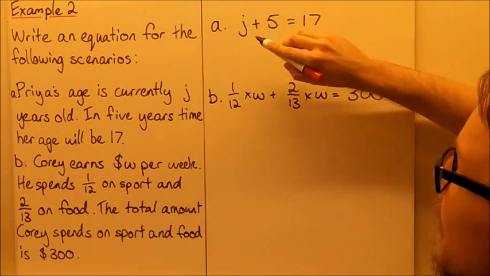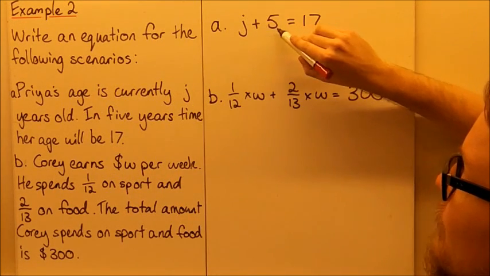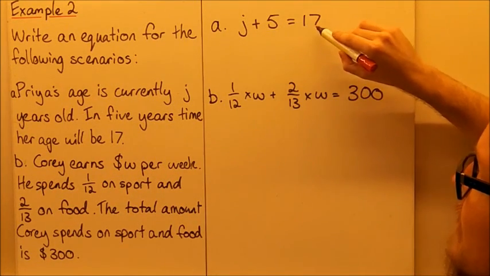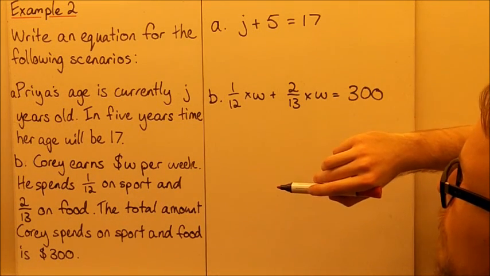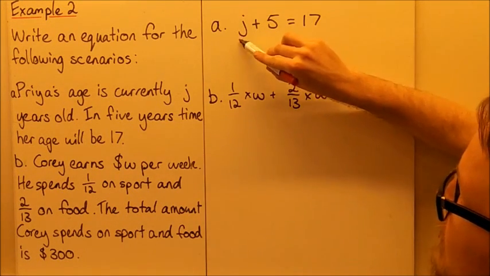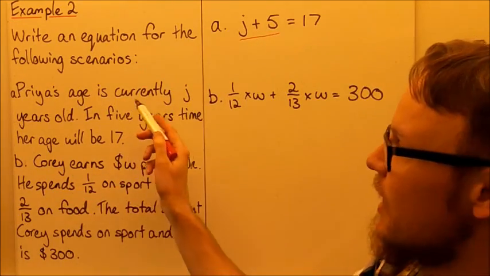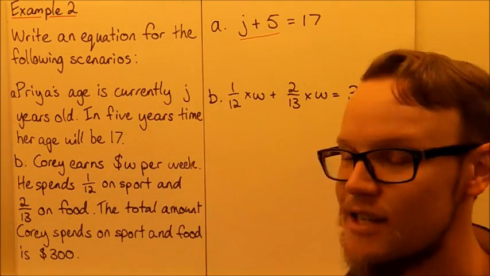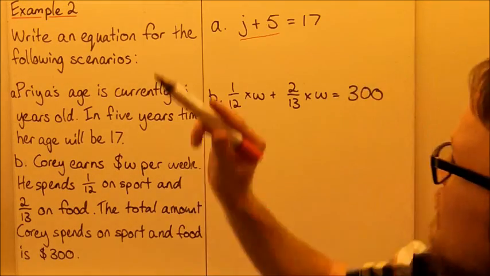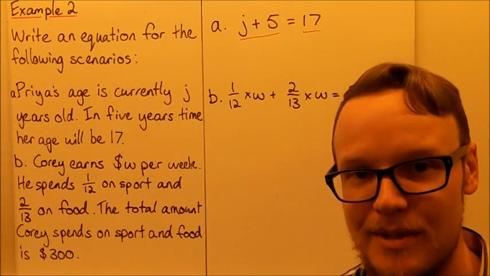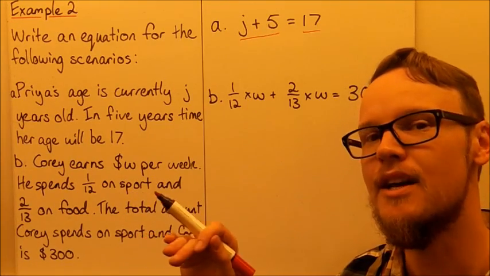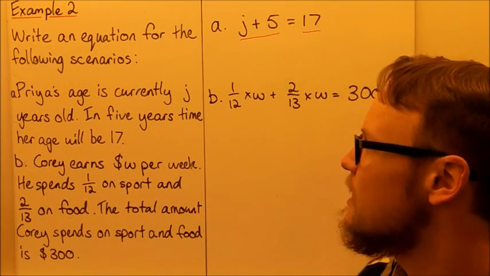So if I have her age now, J, and I add on 5 years, that will be the same as 17. That will be 17 in 5 years' time. So on the left-hand side, we have J, and we're increasing J by 5 years. And then we know what that value is in 5 years' time is 17. We know that those values on either side of the equation must be the same.